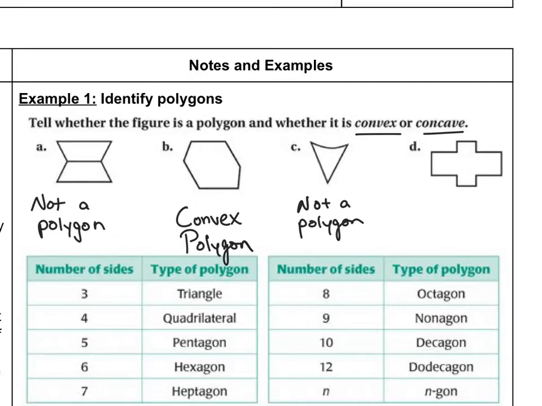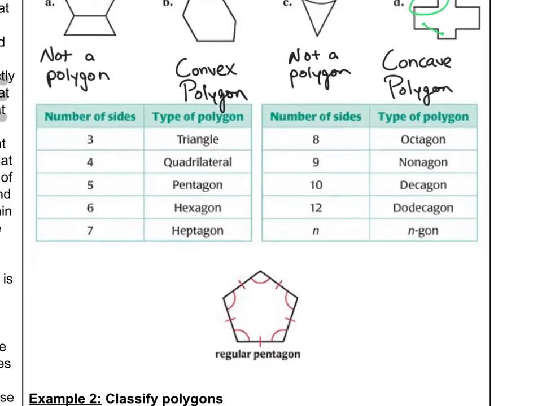And in letter D, we do see that all these are line segments. We do see at every point there's only 2 lines, so this is a polygon. However, it does cave in. If you look right here, it caves in. I could draw a line from here to here and connect those, and I'd go outside the polygon, which makes it a concave polygon. Hopefully you are able to see the difference between concave and convex and understand what a polygon is.